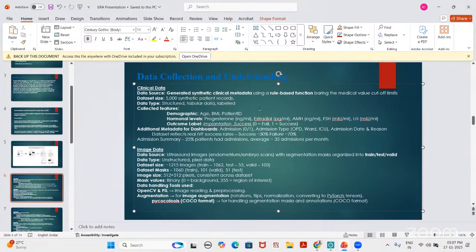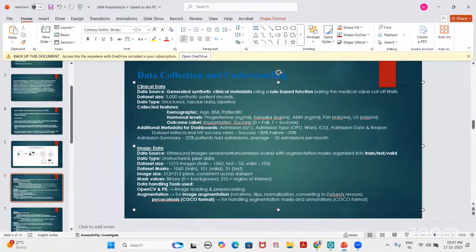Basically, we use metadata and image data, where we consider demographic features like age, body mass index, and patient ID. Along with that, we consider hormone levels like progesterone level, estrogen level, AMH, FSH, and LH, and we try to understand whether the implantation is successful or not. And as I told, we use image data with metadata, which is graphical and tabular data. We use ultrasound images of the endometrium.